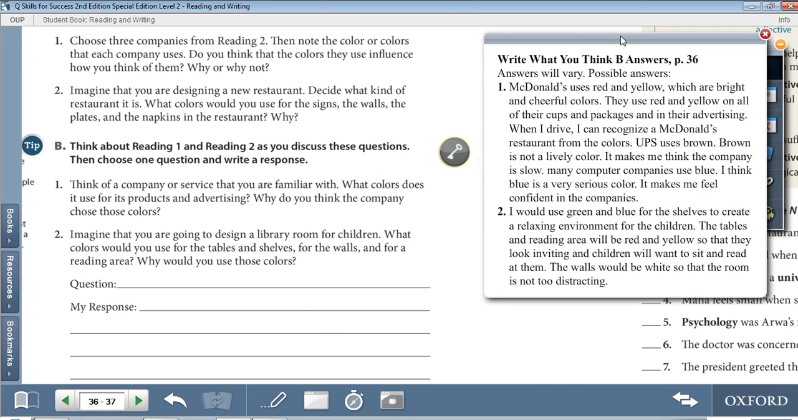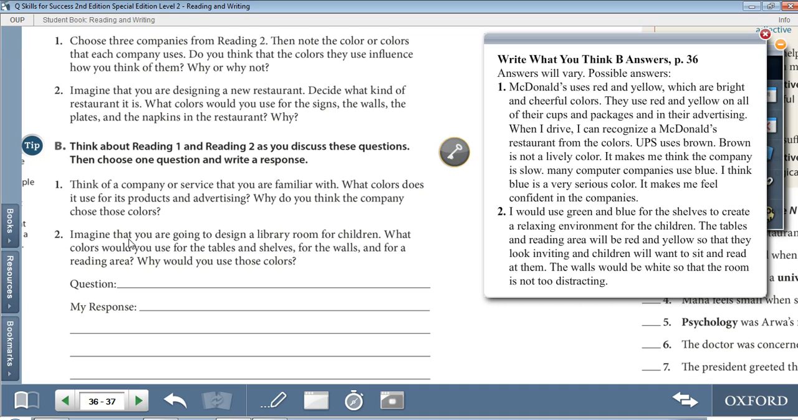For instance, think of a company service that you are familiar with. What color does it use for its products and advertising? Why do you think the company chose those colors? An example answer is McDonald's uses red and yellow, which are bright and cheerful colors. They use red and yellow on all of their cups and packages, and in their advertising. When I drive, I can recognize McDonald's restaurant from the colors.